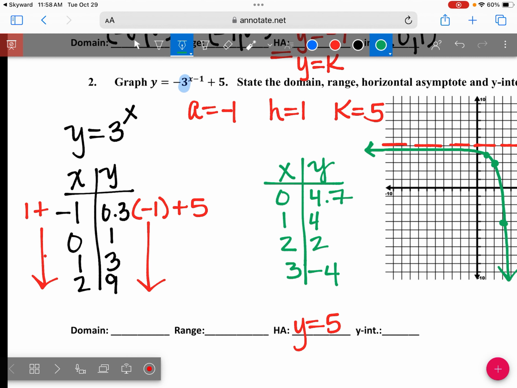So again, our domain, that does not change. And we also have our y-intercept. It was in our table, so we can fill that in. And what would be our range? Not infinity to 5. Close though. 5 to infinity. Nope. 5 to negative infinity. Nope. Negative infinity to 5.